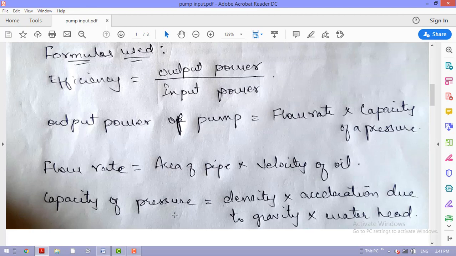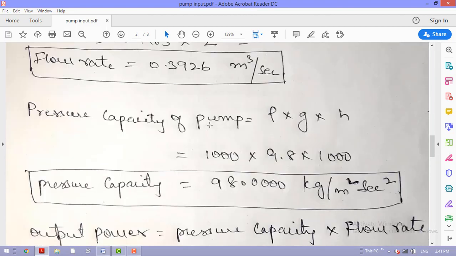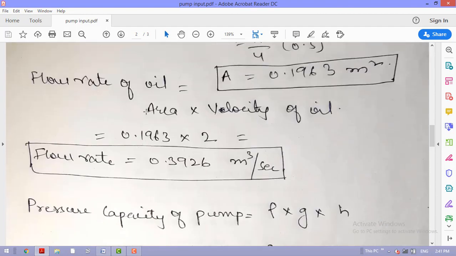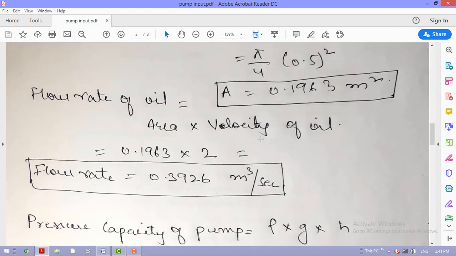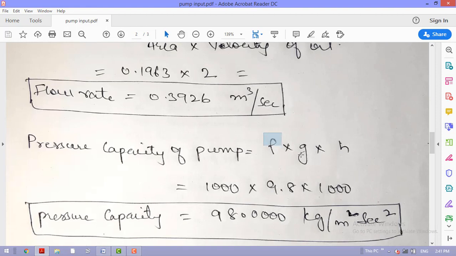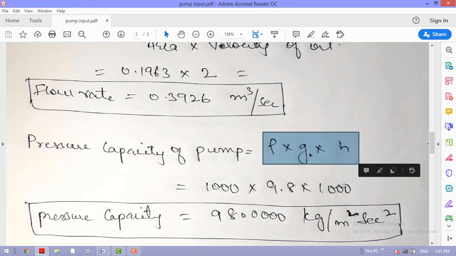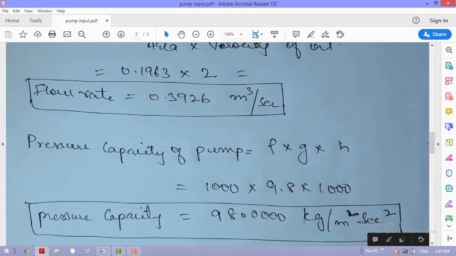Why we have to calculate pressure capacity of a pump means to calculate output power of a pump, we have to calculate that. Okay, so as I wrote above, the pressure formula is nothing but rho gh. So I'm writing just the same as over here, that pressure capacity of a pump is nothing but rho gh. So rho is the density of water, g the acceleration due to gravity, and h the water height.